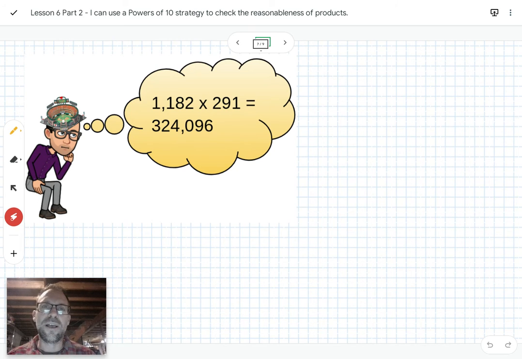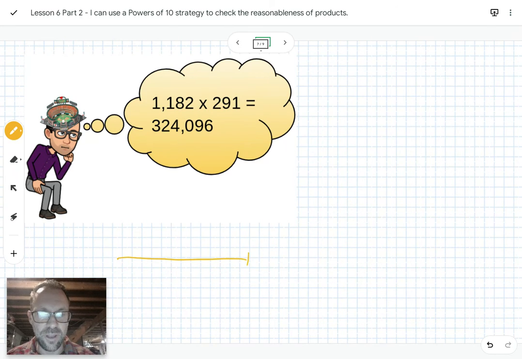Well, let's go ahead and do this step by step. Right now, what I want you to do is round 1,182 to the closest multiple of a power of 10. Actually, you know what? Let's not. Let's do that one together. I'll have you do the next one. All right. So 1,182. Well, that's really close. If I had to draw a number line, let's see if I could draw a number line here. Oh, I got to click on my pen.